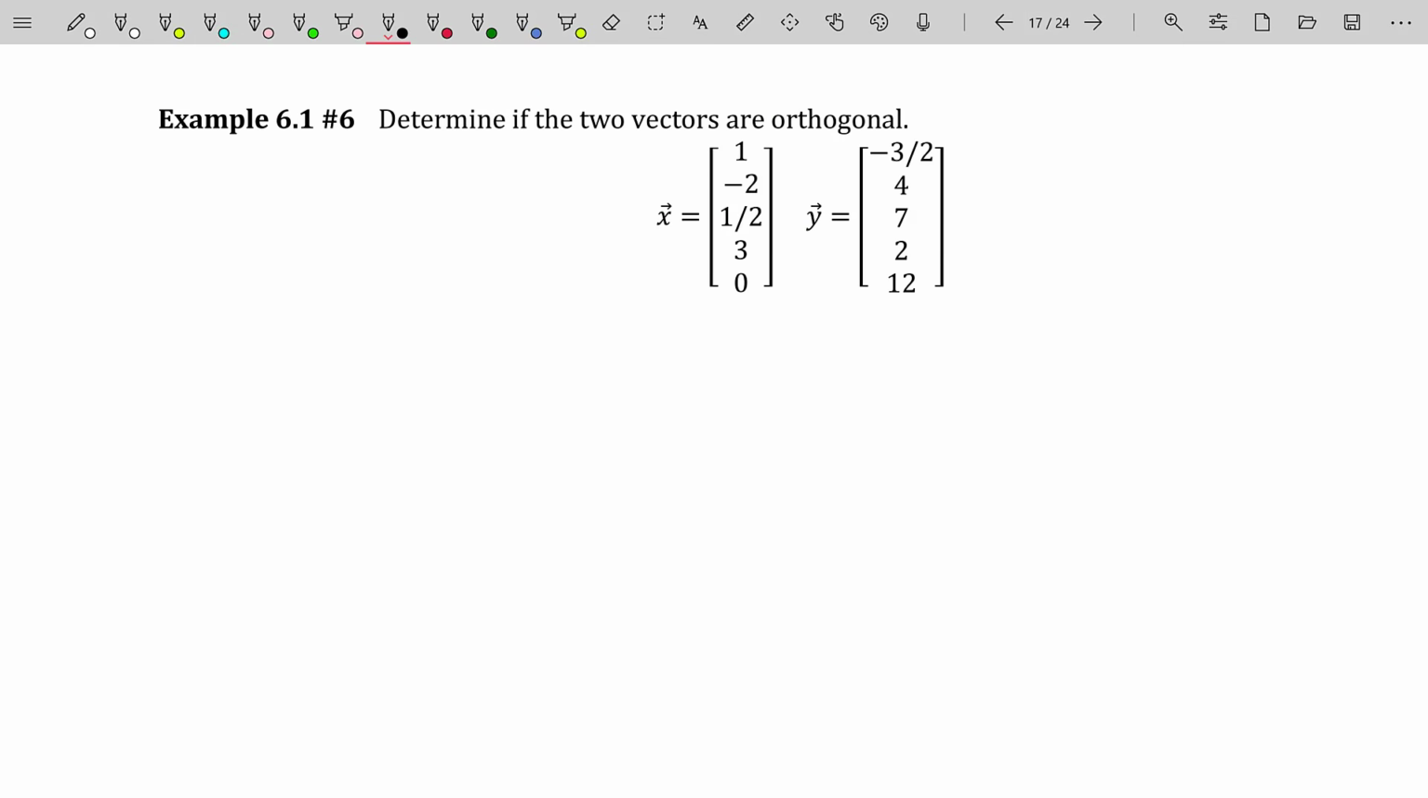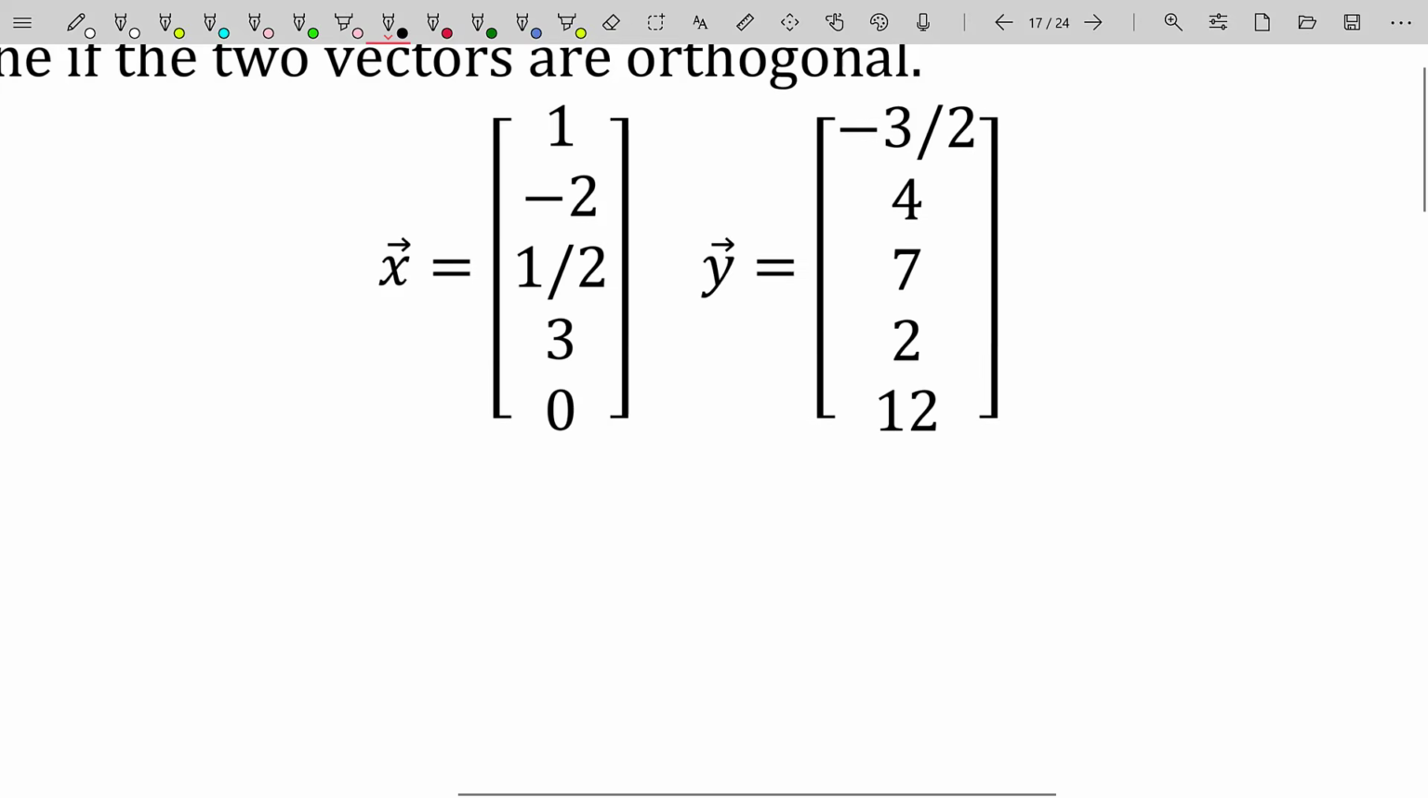So let's now put this to use. Determine if these two vectors are orthogonal.